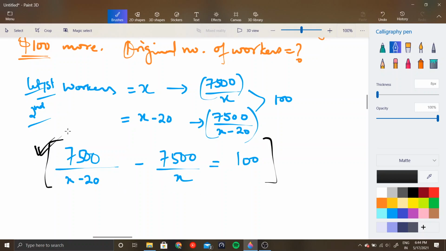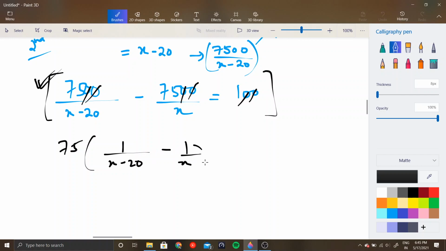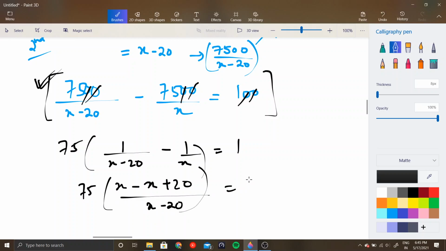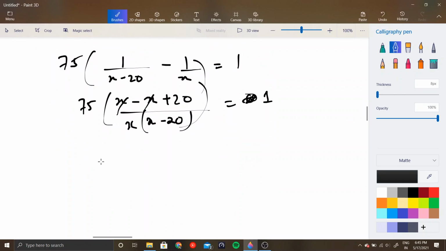Now it's basically reduced to solving a quadratic equation. By now you guys are proficient in solving quadratic equations. So we'll take 75 common, and you have 1 by x minus 20 minus 1 by x equal to 1, correct? So this amounts to x minus x plus 20 over x into x minus 20, and 75 times this is 1500. So 1500 is basically equal to x into x minus 20.